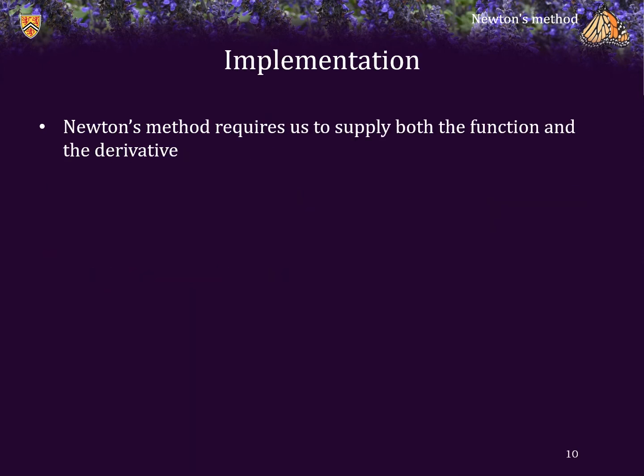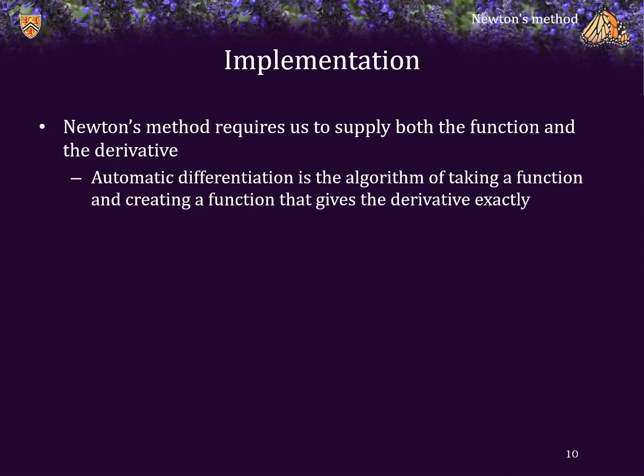Now, for Newton's method to work as efficiently as it does, it requires us to supply both the function that we're attempting to find the root of and its derivative. Fortunately, there's an algorithm called automatic differentiation that takes a function written in C++ or other languages such as MATLAB, and it creates a function that gives the value of the derivative exactly.